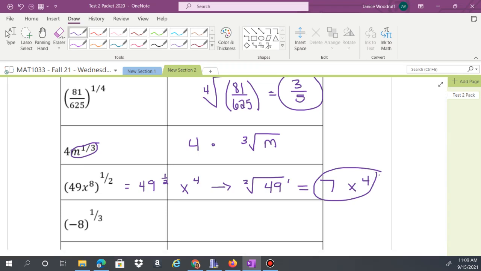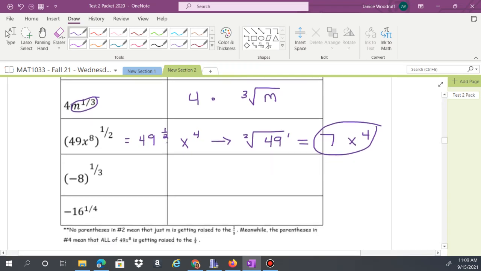Okay, now we have -8 to the 1/3. The negative sign is inside of the parentheses. So under the radical, I'm going to put the -8. And then this is to the first power. I don't need the first power, but I do need the cube root. So the cube root of -8 is what? Can I take the cube root of a negative? Yeah, I can. I can't take the square root of a negative, right? But cube root, I can. So any odd roots, it's okay. Cube root of 8 is 2. So the cube root of -8 is going to be -2.